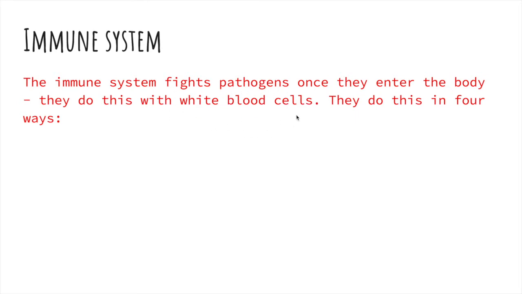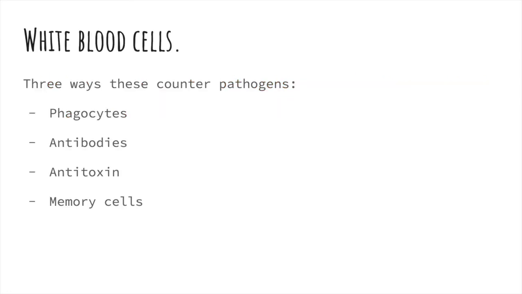These numbers go up when you've got an infection, whether that's bacterial, viral, anything else, because your body's fighting something and so it produces more of these. In much the same way that a country might hire more soldiers when it's in a war, your body makes more white blood cells. Okay, so these 4 ways in which you counter pathogens are phagocytes, antibodies, antitoxins, and memory cells. I'm going to talk you through each of those, and then I'll talk to you a little bit about how they work together to create your overall immune response.